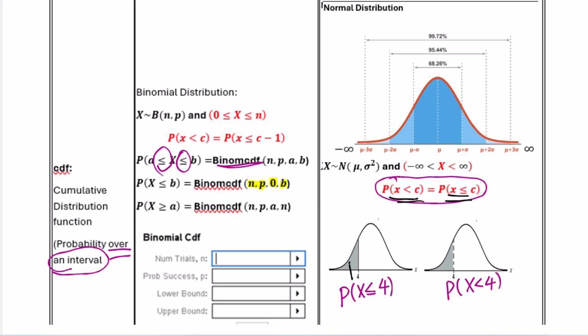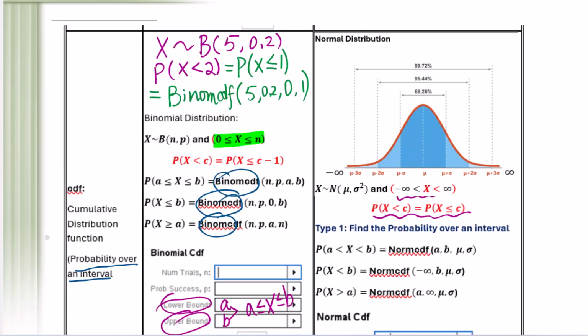This area shows the probability of x less than or equal to 4. This shaded area shows the probability of x less than 4. You could say these two areas are equal to each other. So, the probability of x less than or equal to 4 equals the probability of x less than 4.